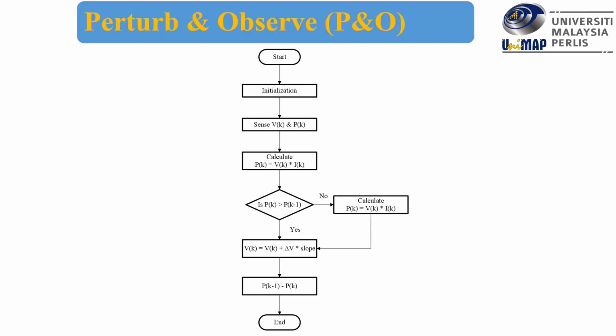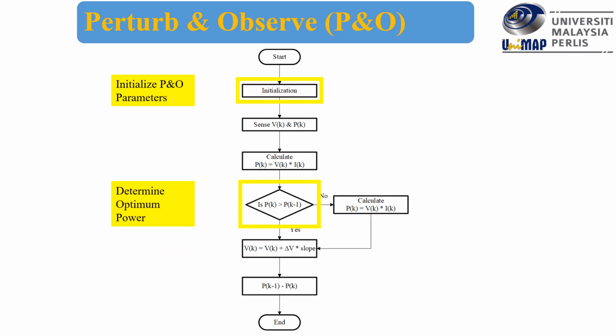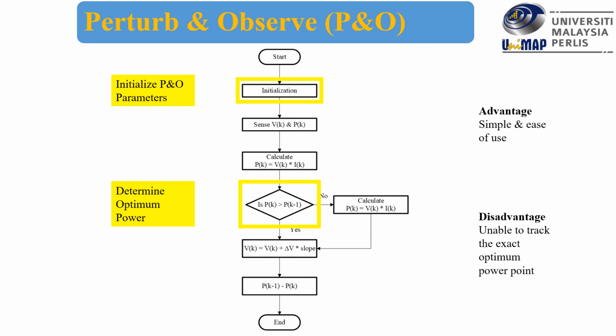Next, MPPT algorithm, the perturb and observe (P&O) algorithm flowchart. We can see from this flowchart that it initializes the P&O parameters and determines the optimum power. There are some advantages and disadvantages of this P&O algorithm. It is simple and easy to use, but it is unable to track the exact optimum power point.